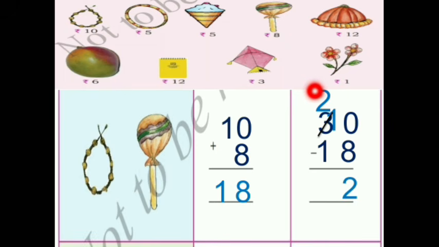Next we should subtract tens place digits. In tens place we have 2 and 1. 2 minus 1 is equals to 1. Therefore 30 minus 18 is equals to 12. Therefore 12 rupees left with us.